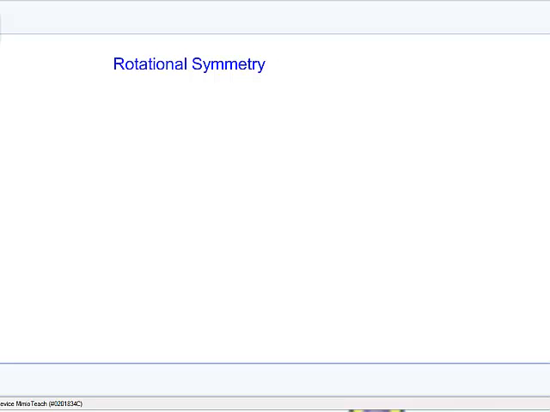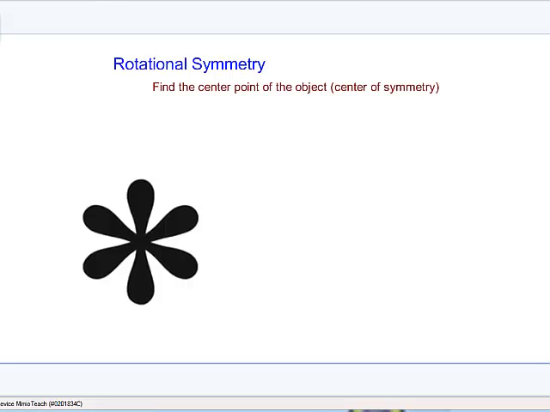To test to see if an object has rotational symmetry, find the center point of the object. That is potentially what they call the center of symmetry. If this thing does actually have rotational symmetry, then its center point there will be the center of symmetry. Then you'd want to start rotating the object about that center point. Imagine that center point being the middle of a wheel and the object being the wheel spinning around it.